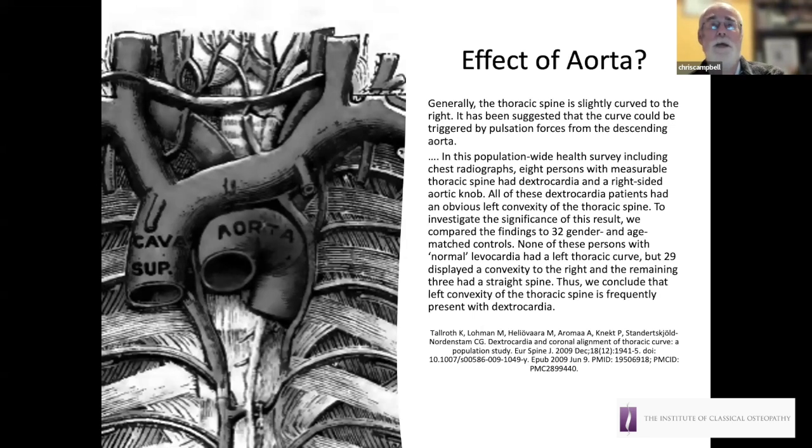Another author came across this and was wondering whether it was due to the aorta and the pulsating forces of the descending aorta. So he went and looked at a study where he would look at dextrocardiac patients and levocardiac patients, where the heart was on the opposite side. And he found in those patients, the dextrocardia ones and the levocardiac ones had a convexity to the opposite sides, indicating that yes, the aorta may play a part in that. You know, the aorta does have that effect. So again, that might be part of the problem.